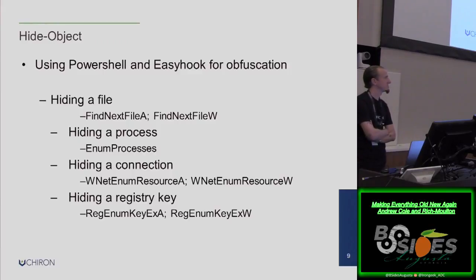I think for the purposes of our demonstration, we chose to hide a file using the FindNextFileW function, which of course is the Unicode version. To hide a process, connection, or registry key would be similar. You just have to hijack a specific function that's being used by your target process.